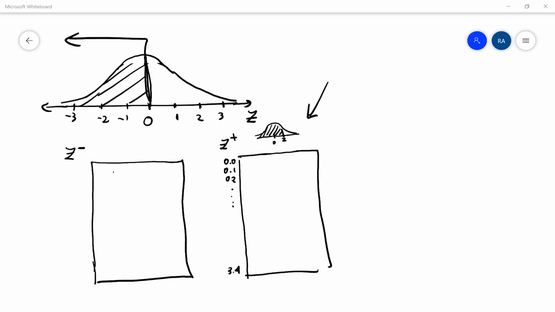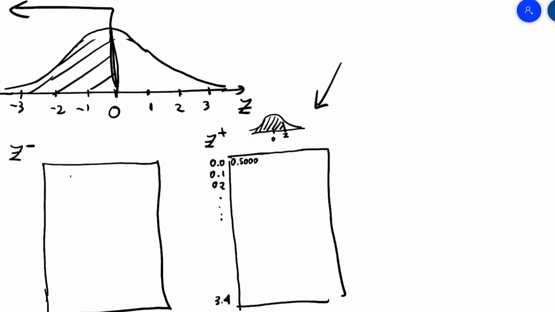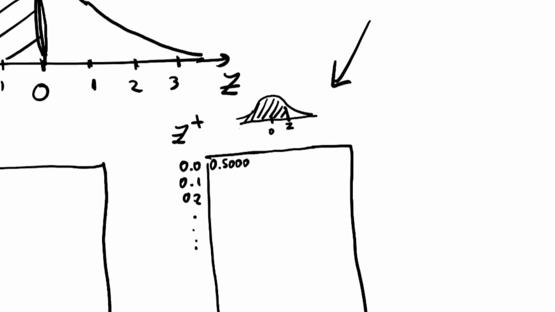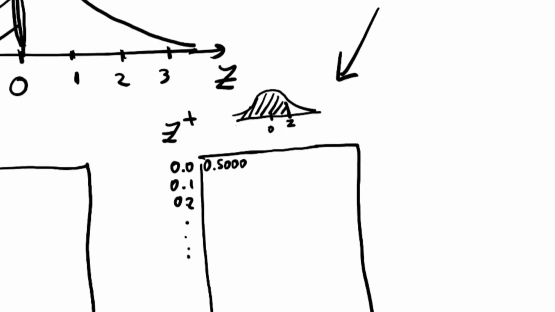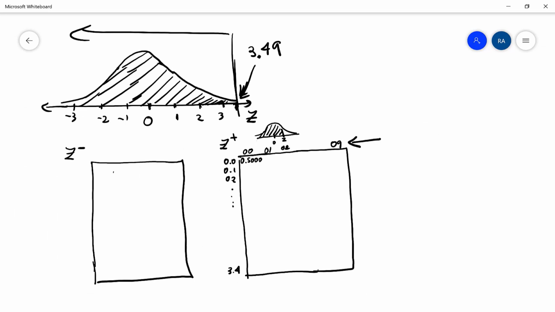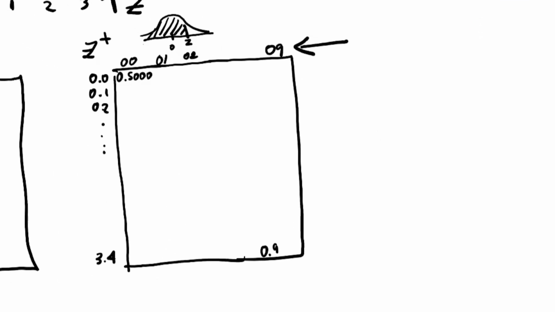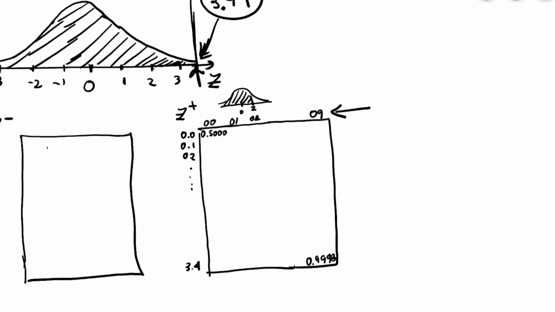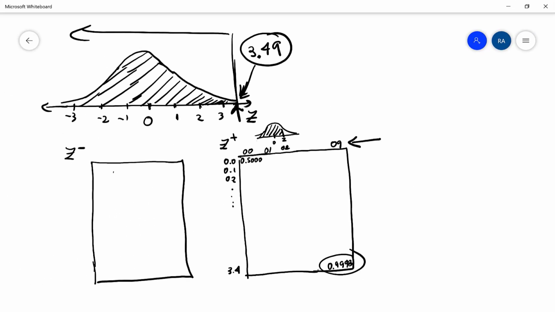The area to the left of the point 0 is 50%, so it must appear in the table with 4 decimals: 0.5000. In this row appear the second decimal of the z-score, from 0.00, 0.01, 0.02 until 0.09. The area to the left of this point, 3.49, in the table is 0.9998. Almost 100% of all values have a z-score below 3.49.